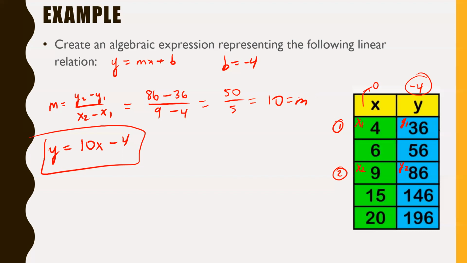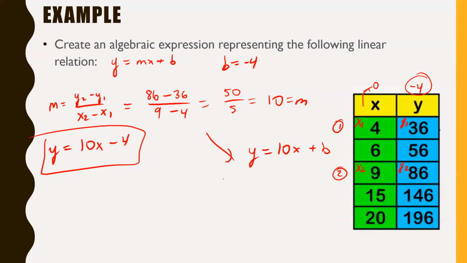Let's suppose we found m first, and we knew m was 10. Let's also suppose for a second we didn't know what on earth b was. Therefore, we could have just said, all right, we know we have y equals 10x plus b for whatever that is. We don't know what b is yet. We'll pretend we didn't actually find out it was -4. Let's just say we knew it's 10x plus b, and we're still looking for b.